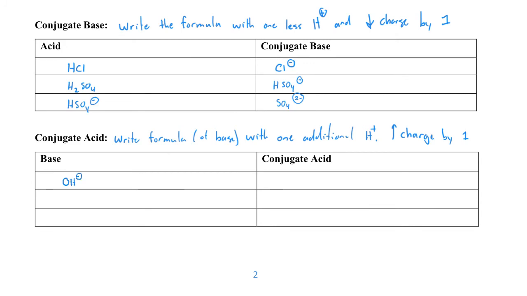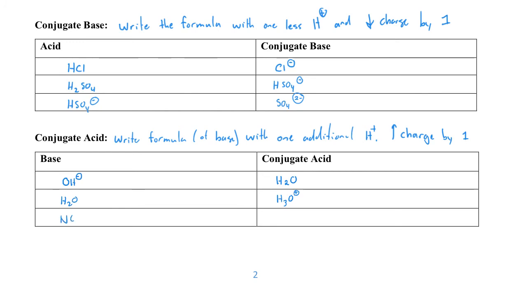Well, we would have to write the formula of hydroxide, but with an additional hydrogen. So instead of 1, we would have 2 hydrogen atoms, and the charge would be neutral. So the conjugate acid of hydroxide is water. What's the conjugate acid of water? Well, that would be H3O plus, or hydronium.